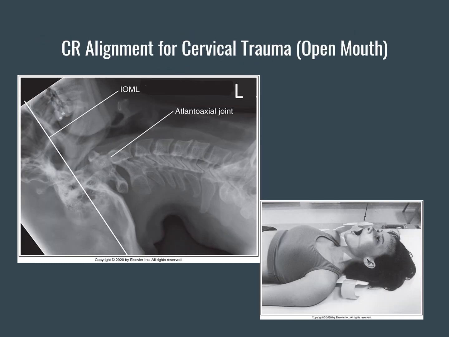So I wanted to talk a little bit about central ray alignment for the cervical vertebra open mouth projection in a trauma patient. Typically, trauma patients come over with a C-collar on, and this means that the patient's head and neck cannot be adjusted in the initial projections until the radiologist has cleared that projection.